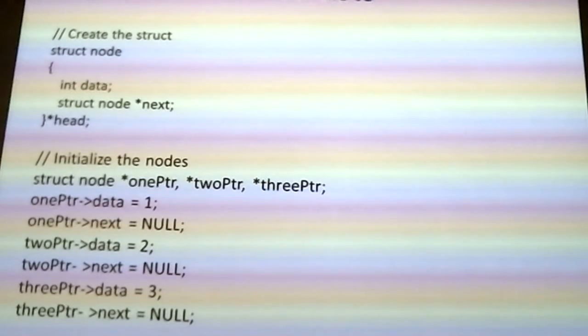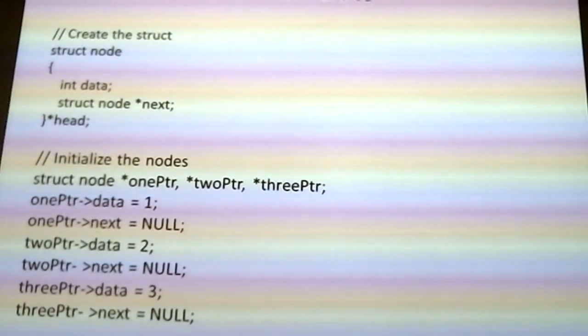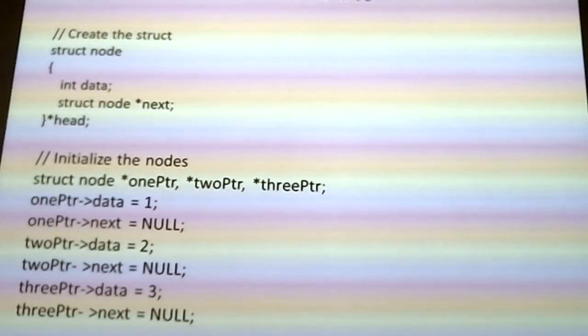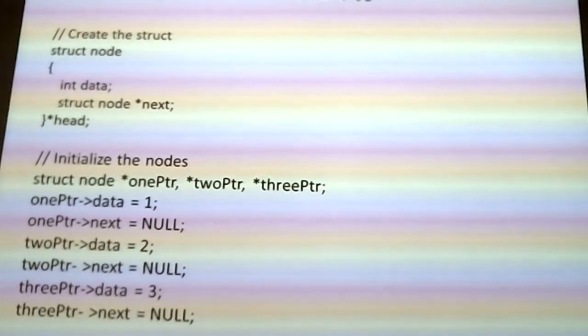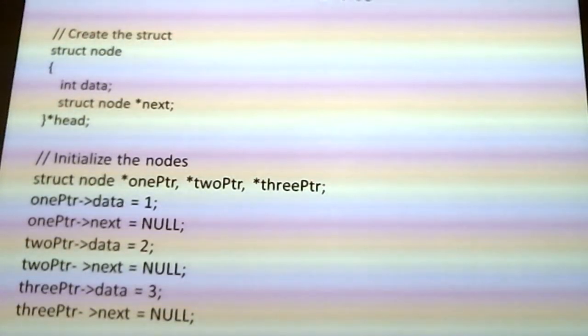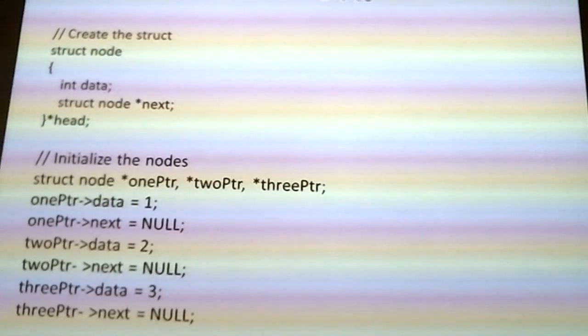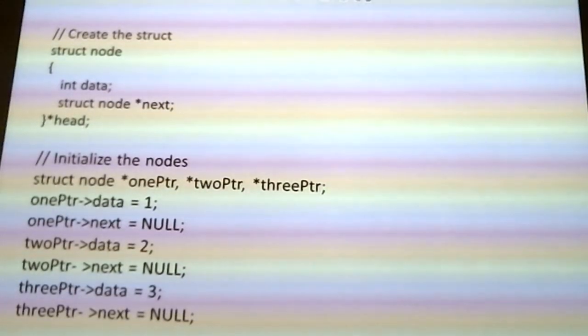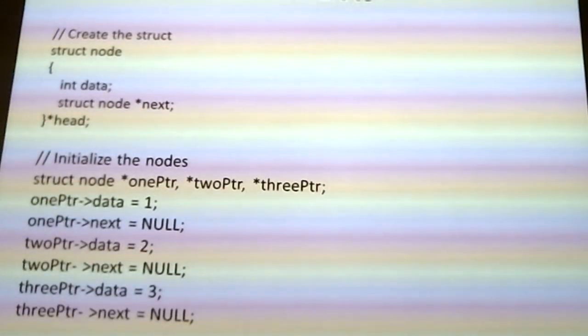So we're just initializing the data for each one of our nodes, and then we're initializing the pointer portion of our node to null. And right now, we just have 3 individual nodes with no relationship to each other. It's not a linked list.